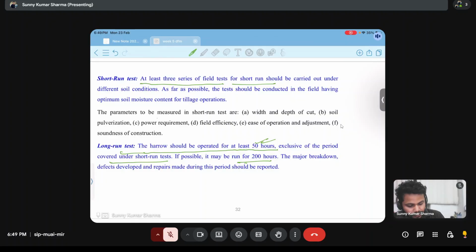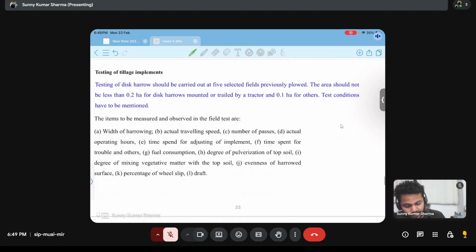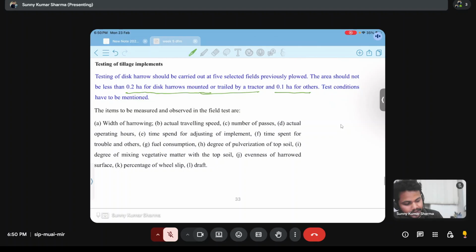The parameters to be measured in the short run test are width and depth of cut, soil pulverization, power requirement, field efficiency, ease of operation and adjustment, and soundness of the construction. Testing of the tillage implement: testing of the disc harrow should be carried out at 5 selected fields previously plotted. The area should not be less than 0.2 hectare for a disc harrow mounted or trailed by a tractor, and 0.1 hectare for others. So these are the test parameters and test conditions.